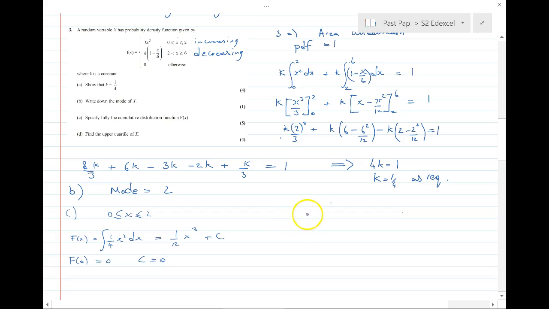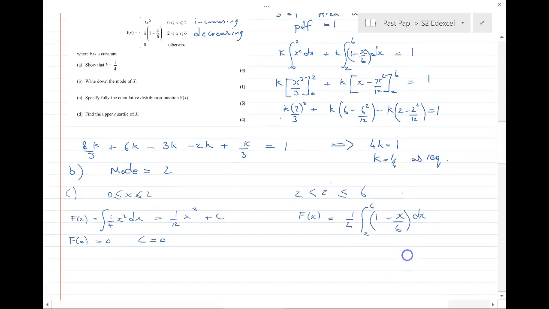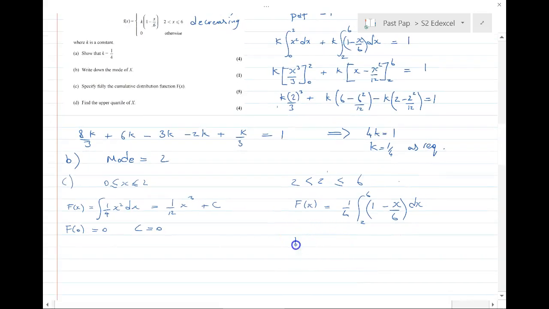Let's deal also with the other bit, with x being between 2 and 6. So now we're integrating a quarter, between 2 and 6, of 1 minus x over 6 dx. Okay, so that will be equal to a quarter times x, because that's that bit integrated. This bit integrated is x squared over 12. But we're dividing that by 4, so that's x squared over 48, plus c.